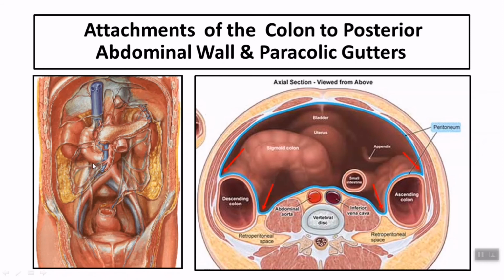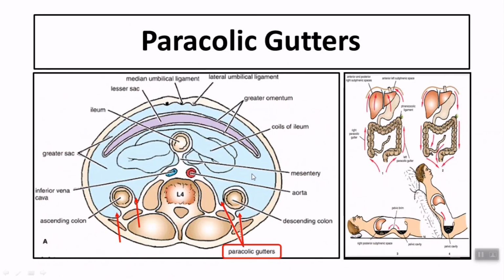The paracolic gutter has a continuity with the subphrenic spaces, and there is a chance for the movement of infected fluid from the subphrenic spaces to the paracolic gutters.